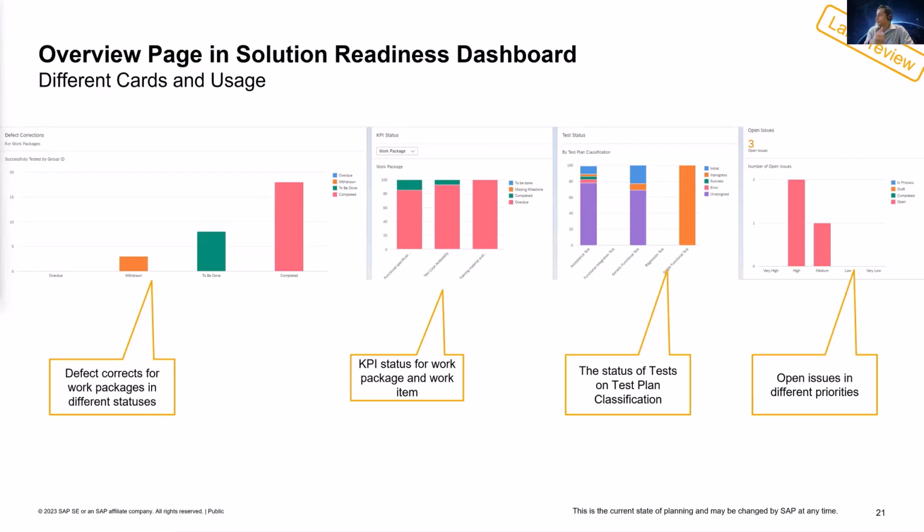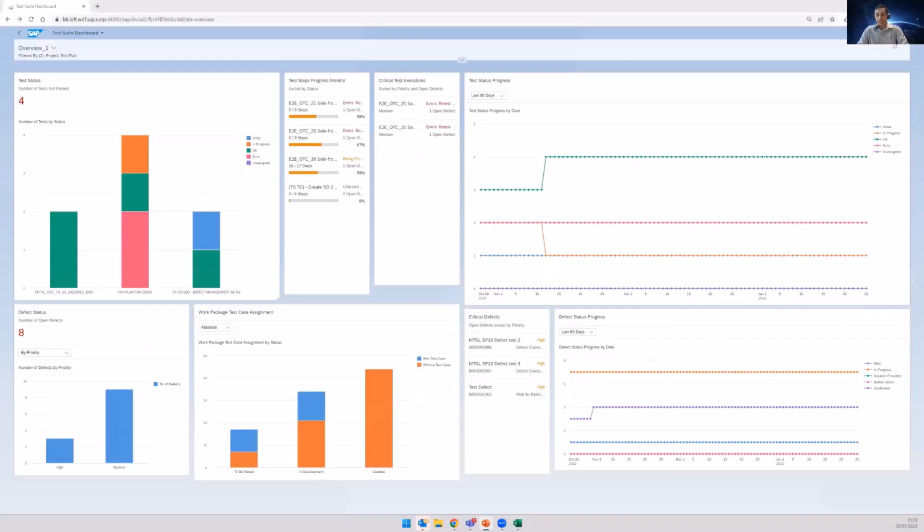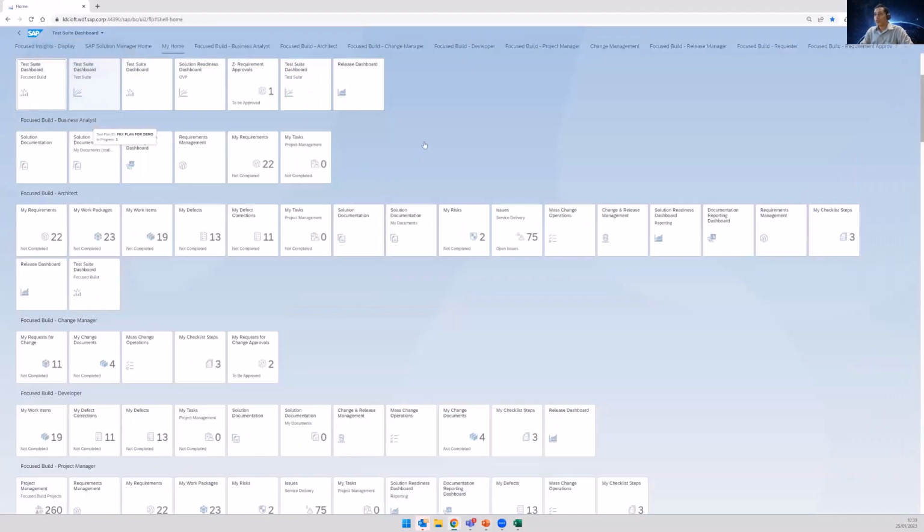And similar to the test suite dashboard, we have the test status tile, which gives you the information of different statuses and the test plan classification, the open issues that are pending, and what you can do about these open issues. So all this is provided. I'm just going a little bit fast so that I can also show you the test suite dashboard adequately in the system. Just let me quickly refresh.